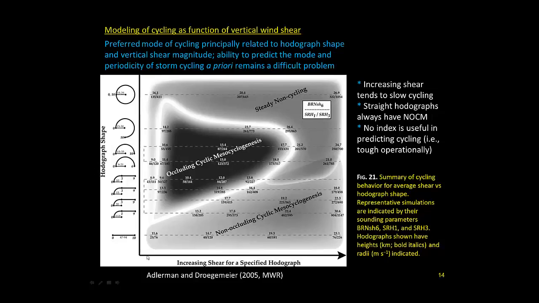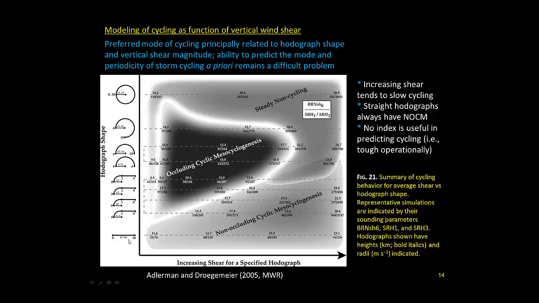On the x-axis, we have increasing shear from left to right, so relatively weak shear on the left and very strong shear on the right. On the y-axis, we go from unidirectional hodographs to quarter curving to half circle to full circle, which we rarely see operationally.